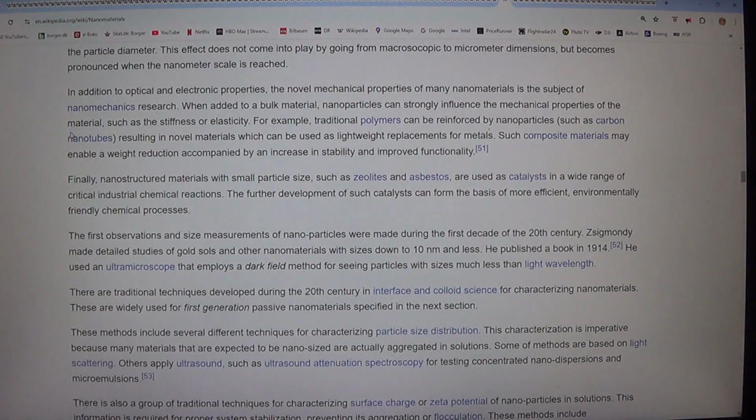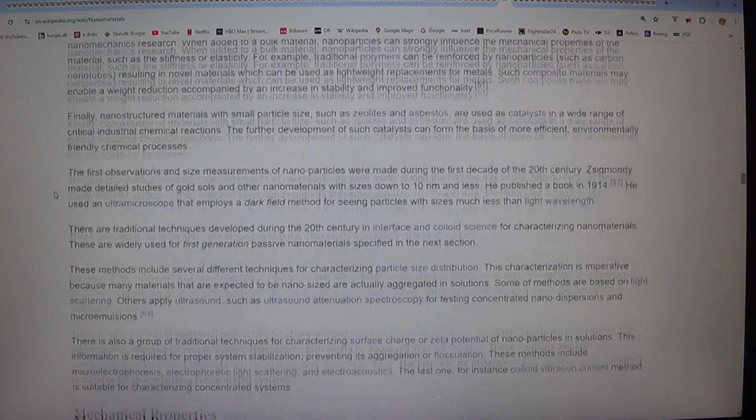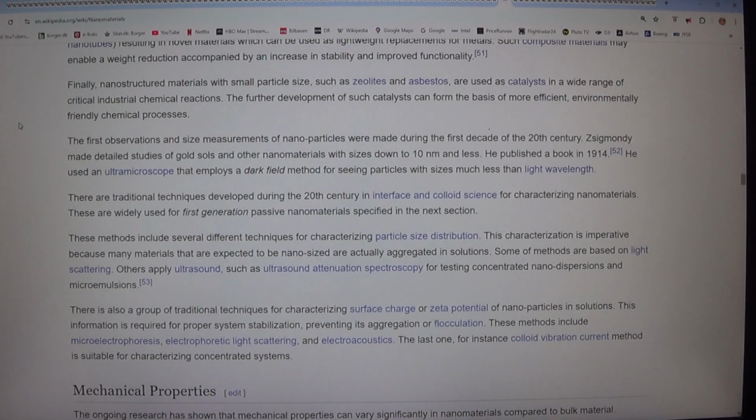Such composite materials may enable a weight reduction accompanied by an increase in stability and improved functionality. Finally, nanostructured materials with small particle size, such as zeolites and asbestos, are used as catalysts in a wide range of critical industrial chemical reactions. The further development of such catalysts can form the basis of more efficient, environmentally friendly chemical processes.